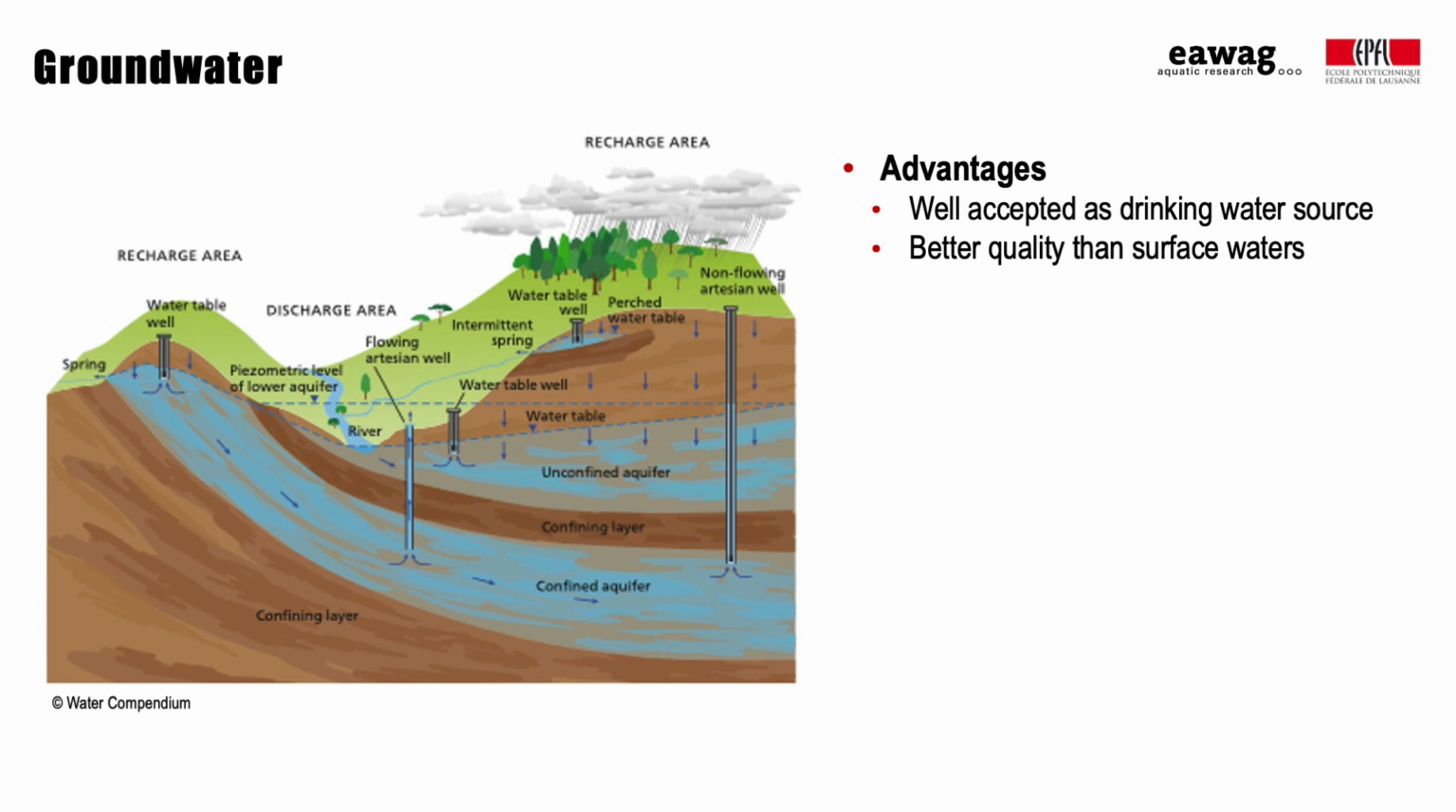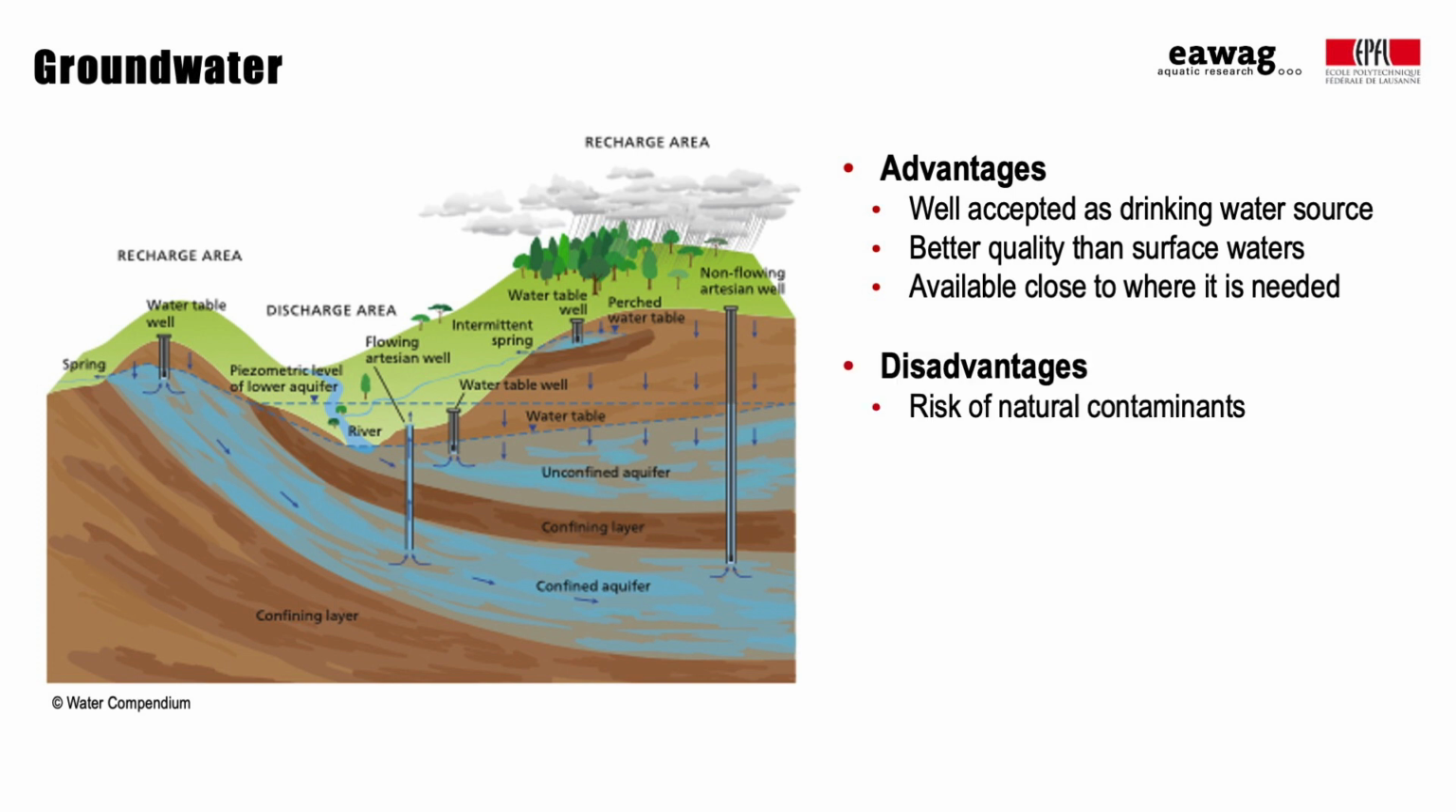The major advantage of groundwater is that it is often available close to where it is needed. However, groundwater is not free from the risk of natural contaminants such as arsenic, fluoride, manganese, and iron. And accessing it requires extraction technologies such as well and pumping system, which requires manpower and resources.